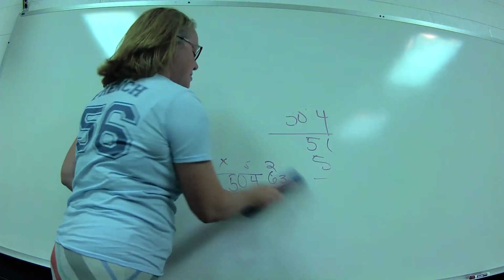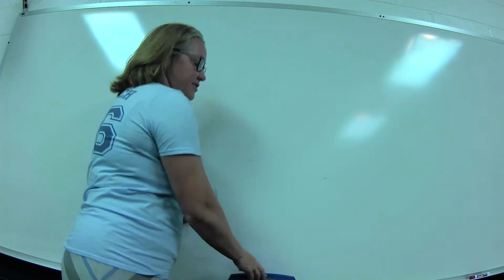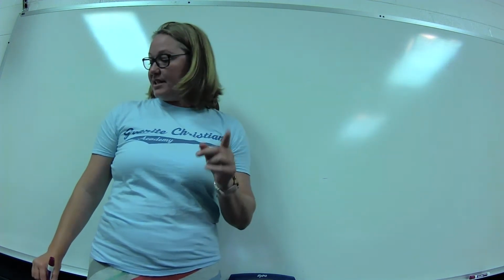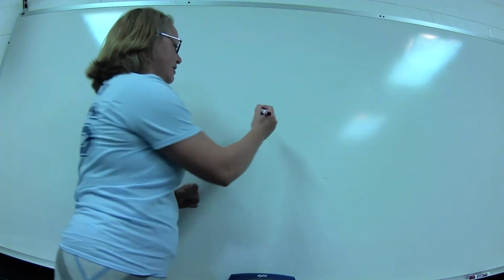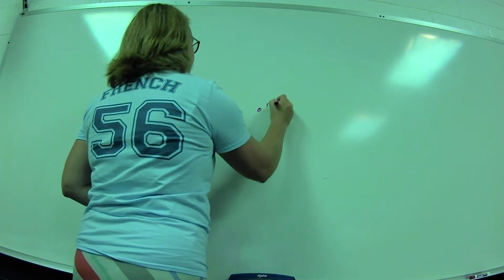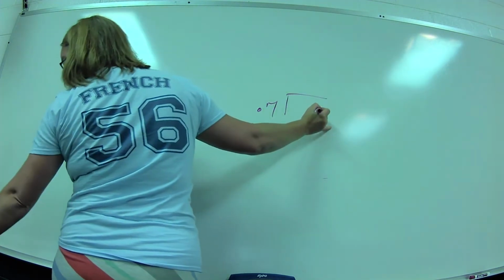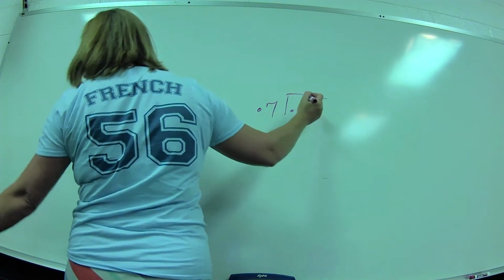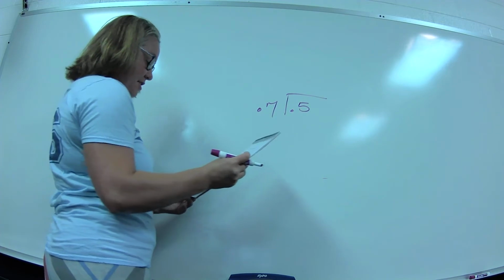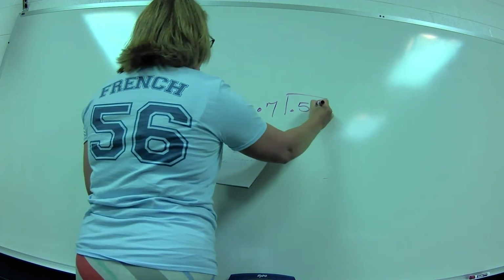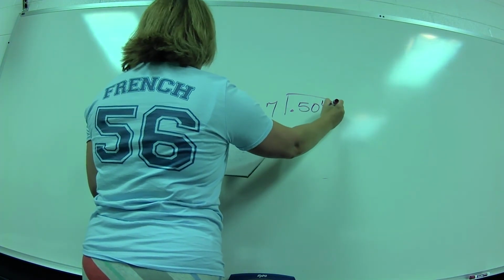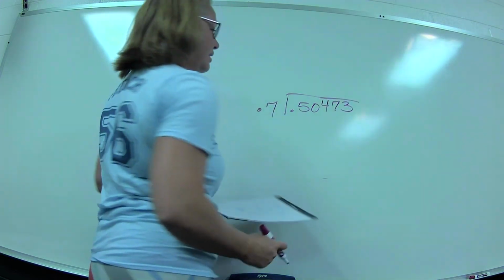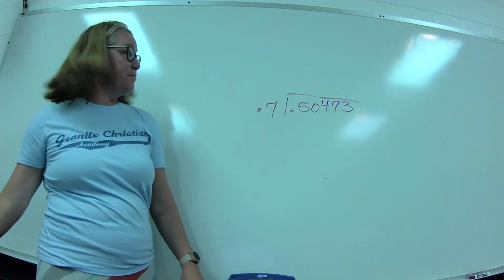Now, sometimes you will have division with a decimal in the divisor. So let's look at something like that. All right? So 0.7, and I have 0.5. Let me get my paper here. I'll keep looking over my desk here. 0.5047, I think, is the problem I wanted to write down.